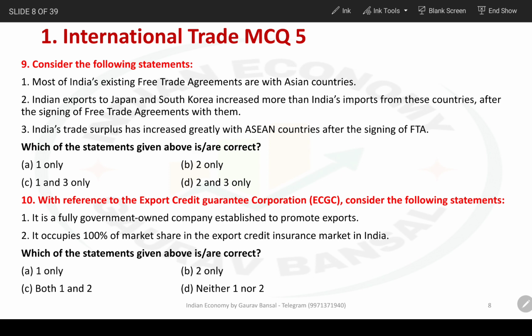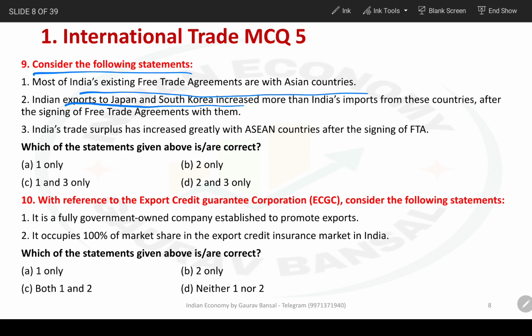Question number 9. Consider the following statement. Most of India's existing free trade agreements are with Asian countries. Is it true? Yes. Most of our free trade agreements are with Asian countries.